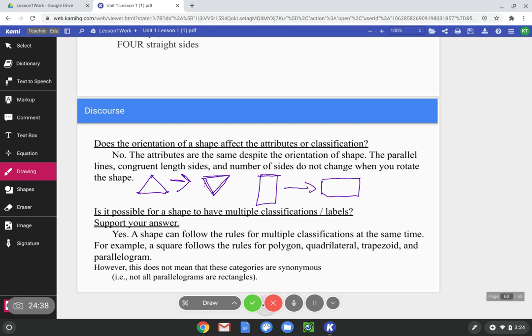However, this does not mean that the categories are synonymous. So, not all parallelograms are rectangles. And not all trapezoids are parallelograms. But all parallelograms are trapezoids.